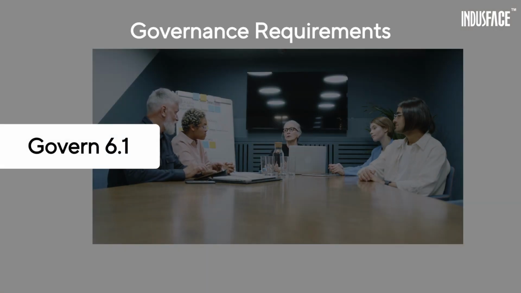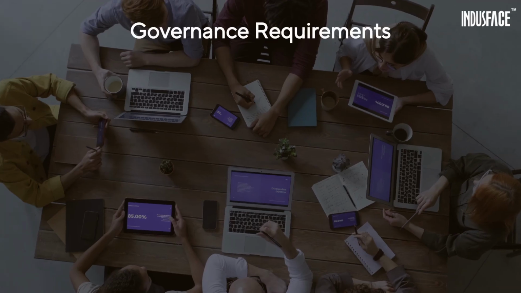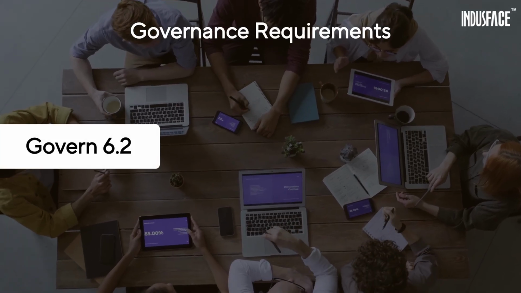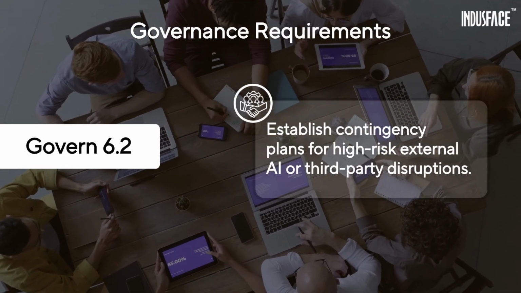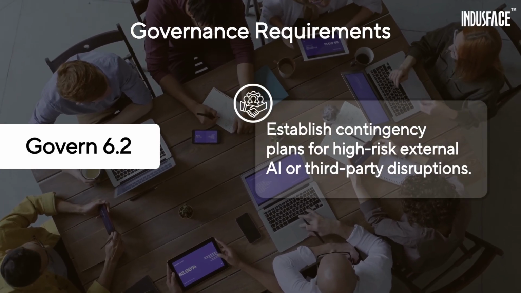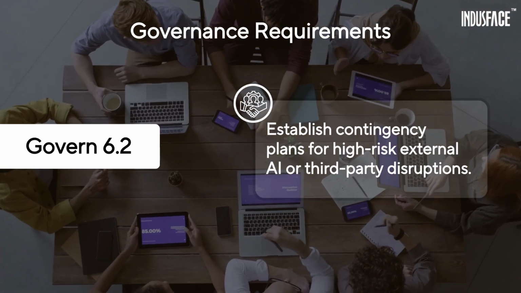risk. The framework also addresses risks introduced by external dependencies. Through Govern 6.1, organizations must define policies to address AI risks stemming from third-party entities. This is complemented by Govern 6.2, which focuses on contingency planning for disruptions or security events involving external AI systems or high-risk third-party data sources.